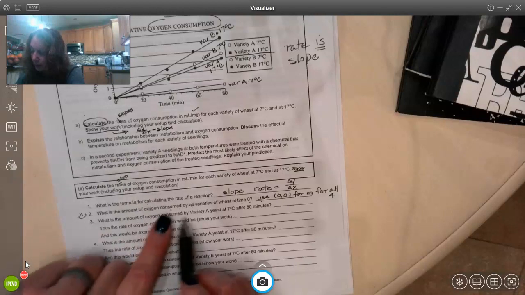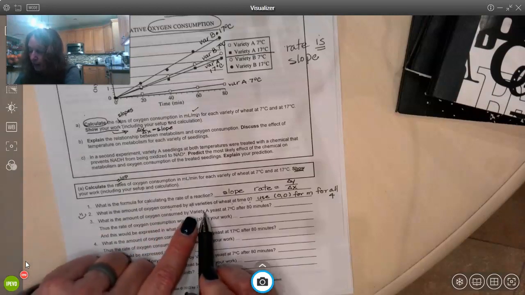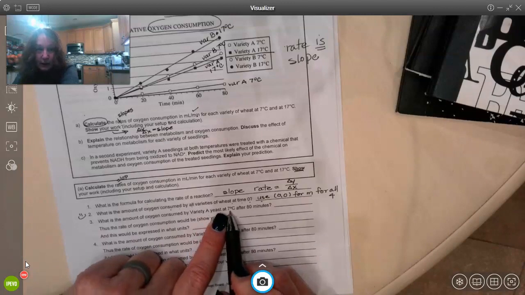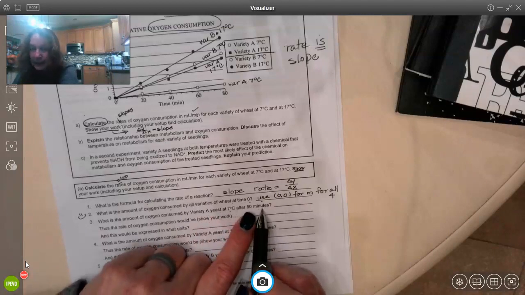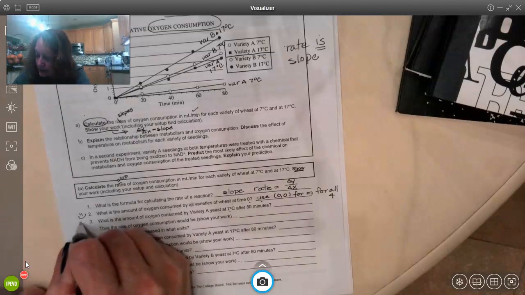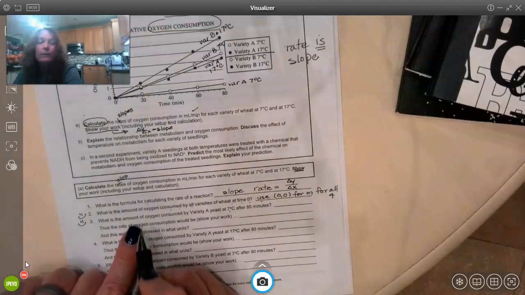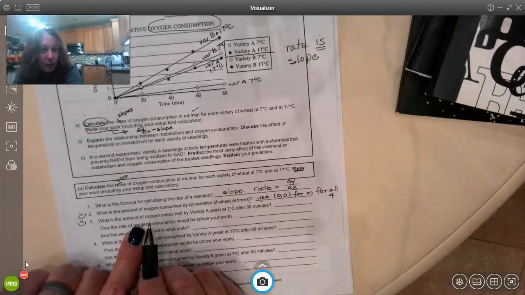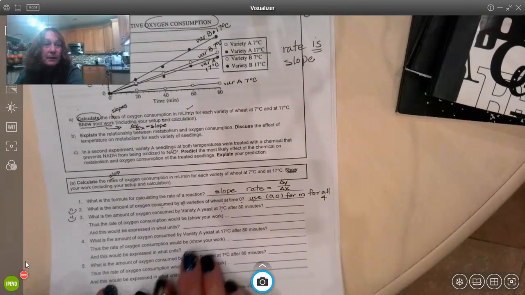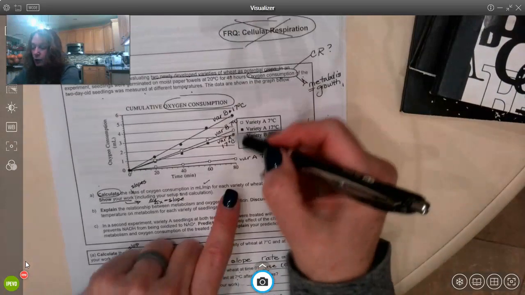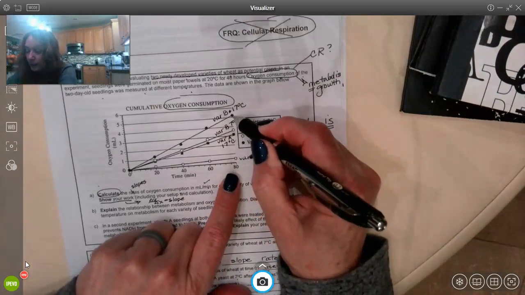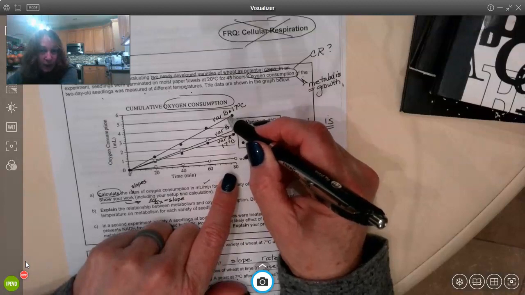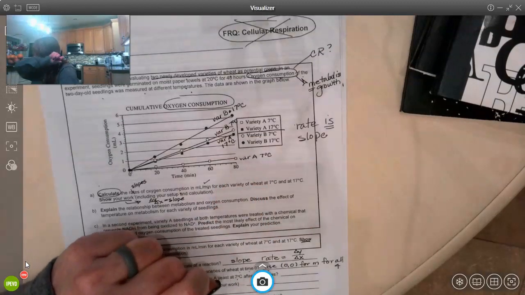What is the amount of oxygen consumed by variety A yeast at 7 degrees after 80 minutes? So now this is again a question telling you, if you're going to do slope, do extremes. First of all, be sure that you find a point that you feel comfortable with as far as what the numbers are.